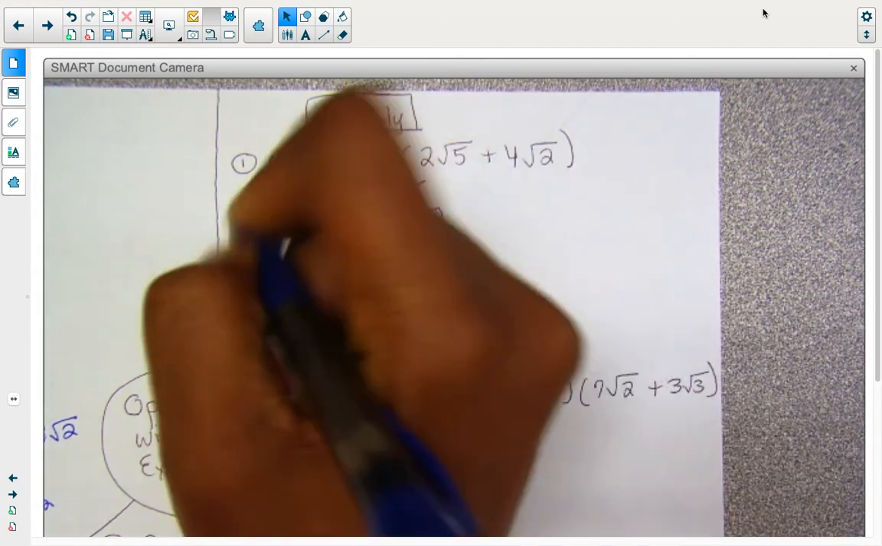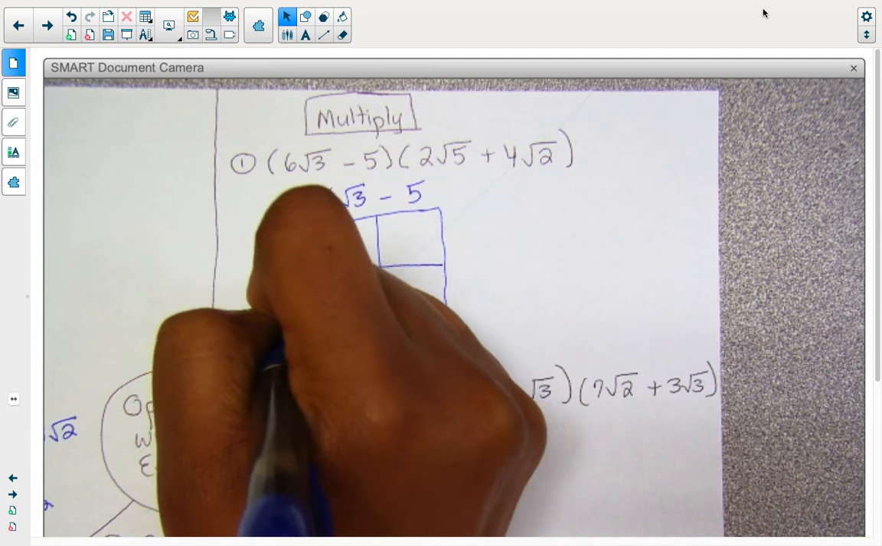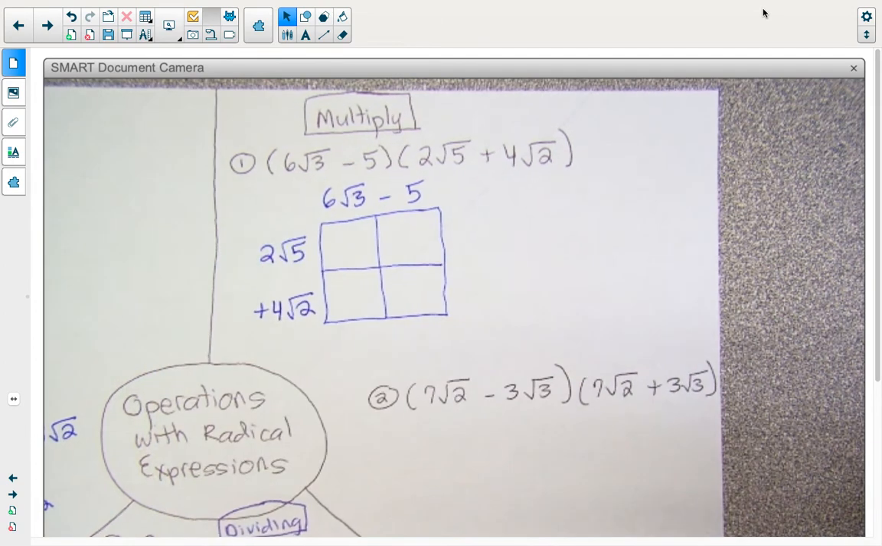And on the side, 2 square roots of 5 plus 4 square roots of 2. So good old-fashioned box method that we've been doing off and on throughout the semester. You put 1 on top, you put 1 on the side. Now we're going to go through and multiply what we have going on here.